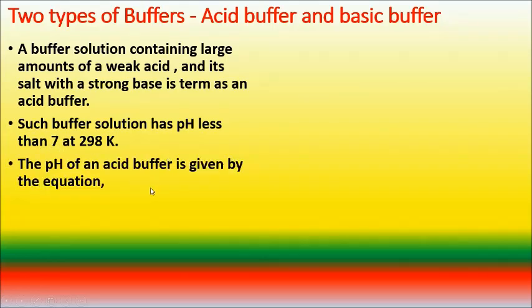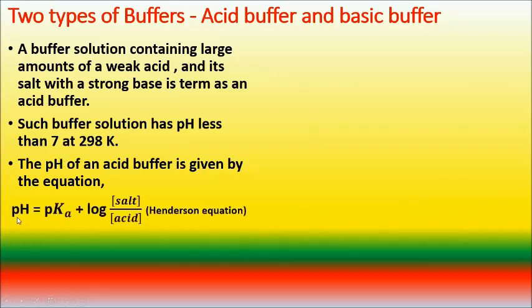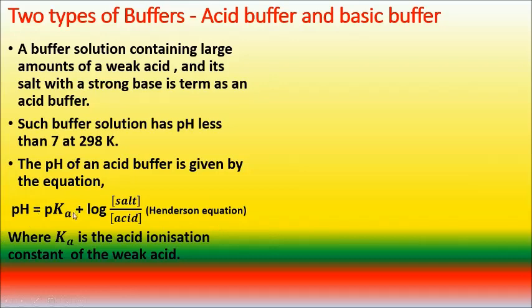And in that case, the buffer solution has a pH which is less than 7 at 298 Kelvin. The pH of an acid buffer is given by the equation pH is equal to pKa plus log of molar concentration of salt by molar concentration of acid, and this equation is named the Henderson equation, where Ka is the acid ionization constant of the weak acid.